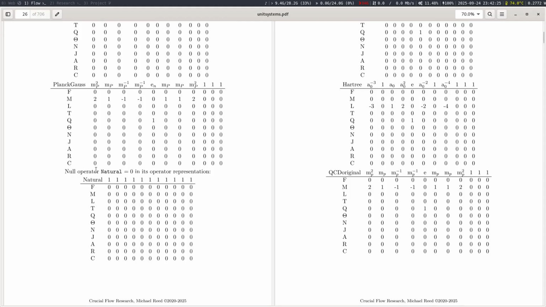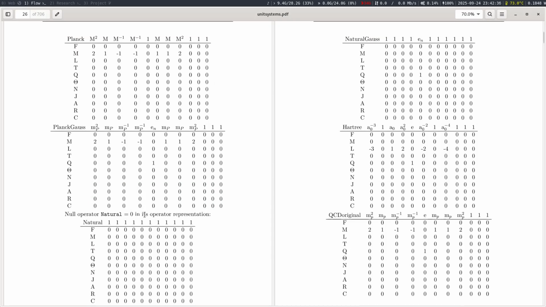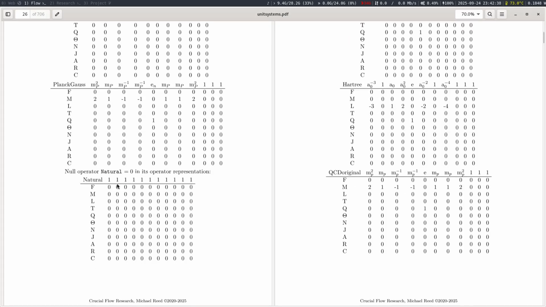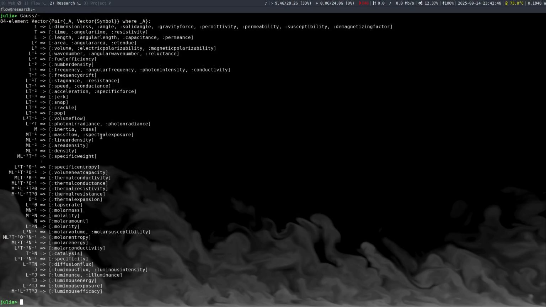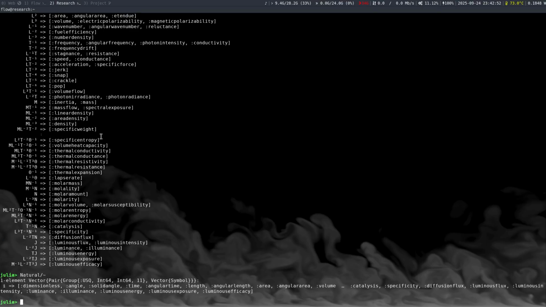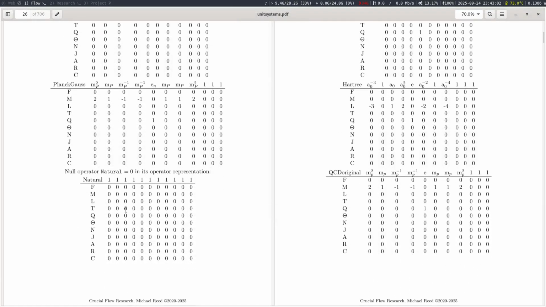And then we have this null operator for the natural unit system. So the natural unit system is actually just a null operator. So all zeros. It's got the full null space. And if you look at the equivalence classes, natural, how many? It's a one element, because everything is in the same equivalence class, because it's the complete null operator.